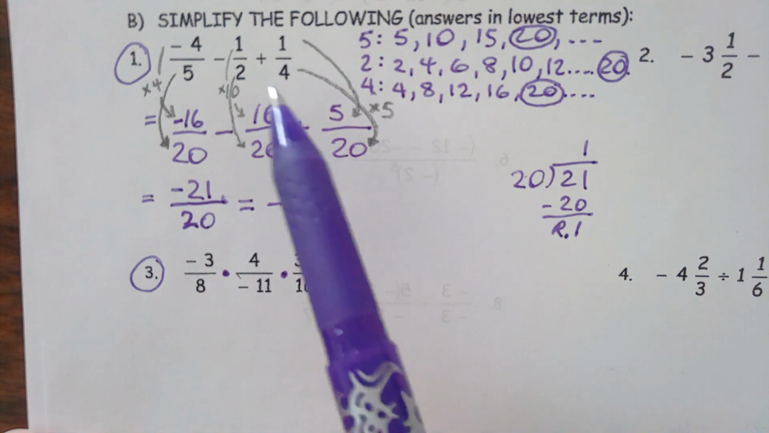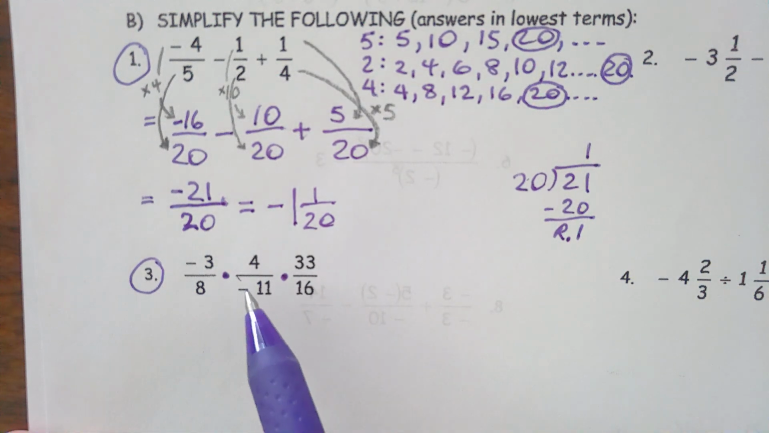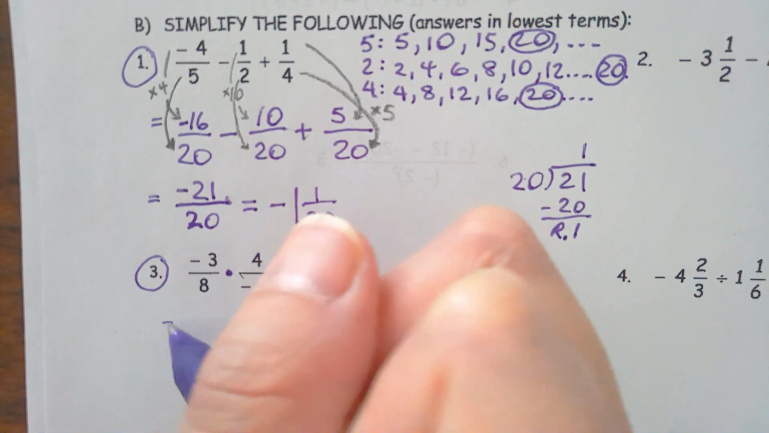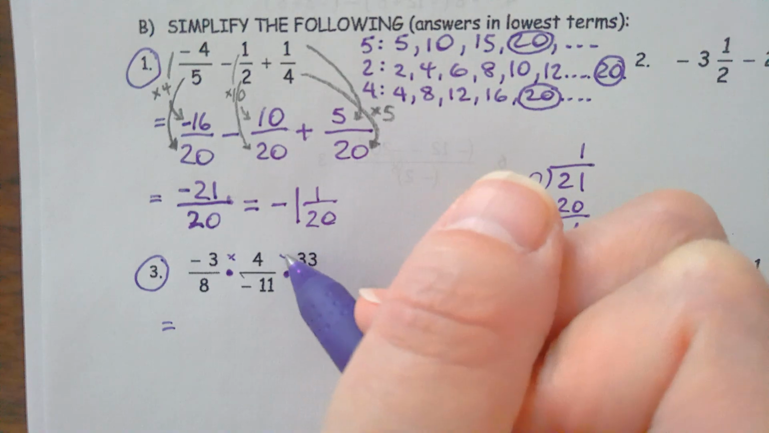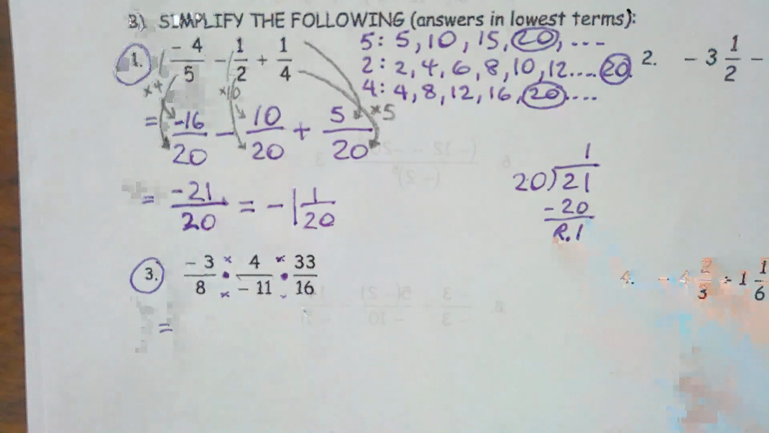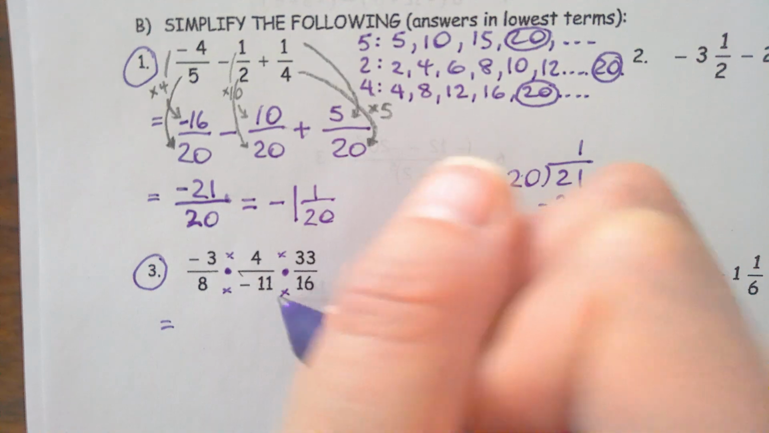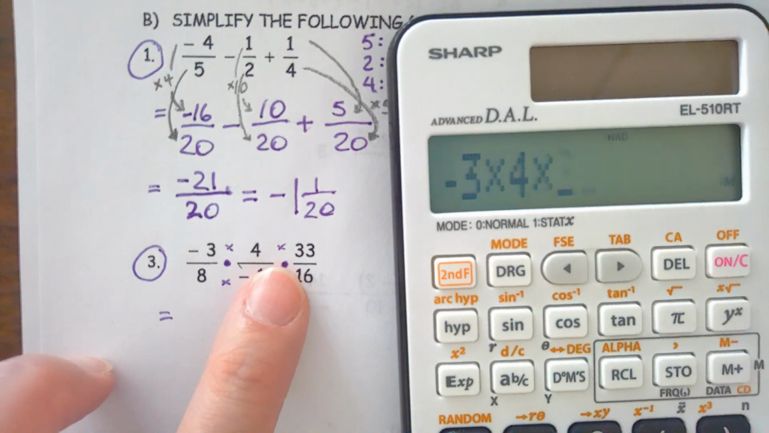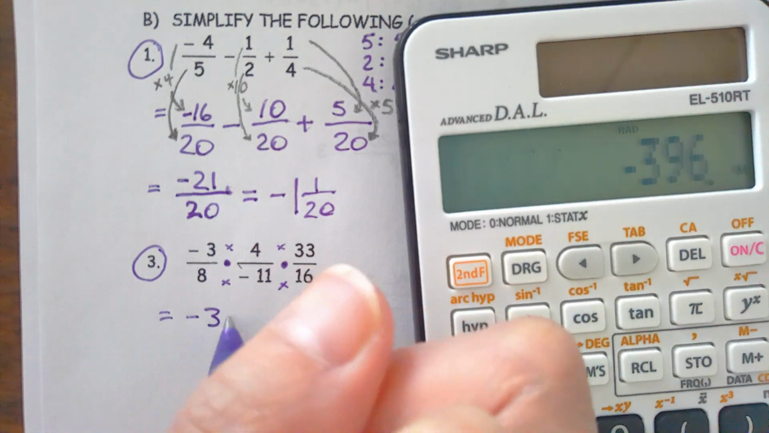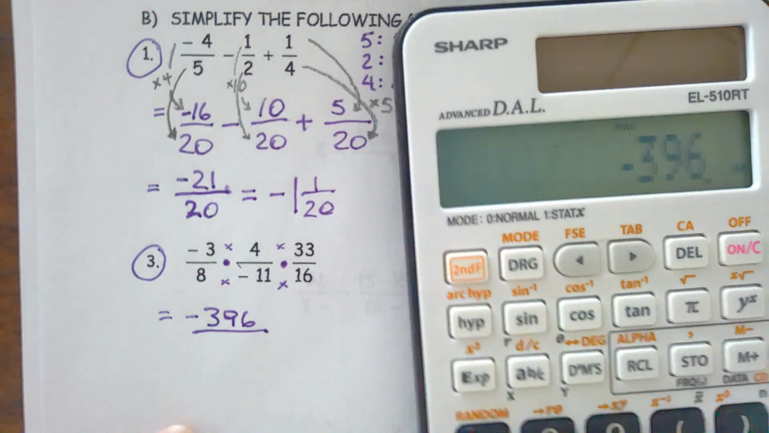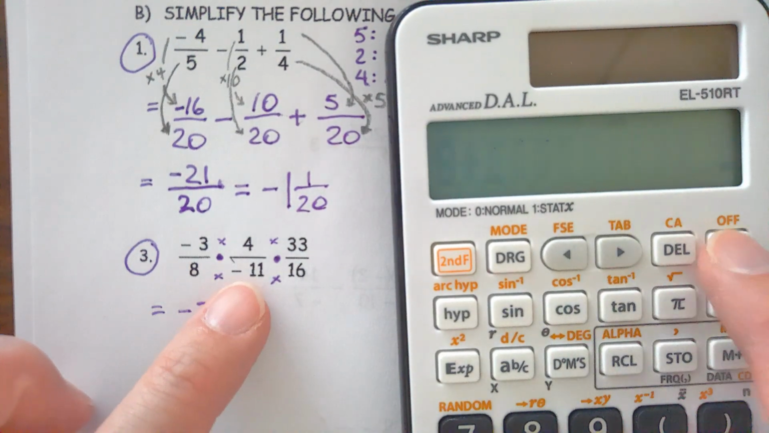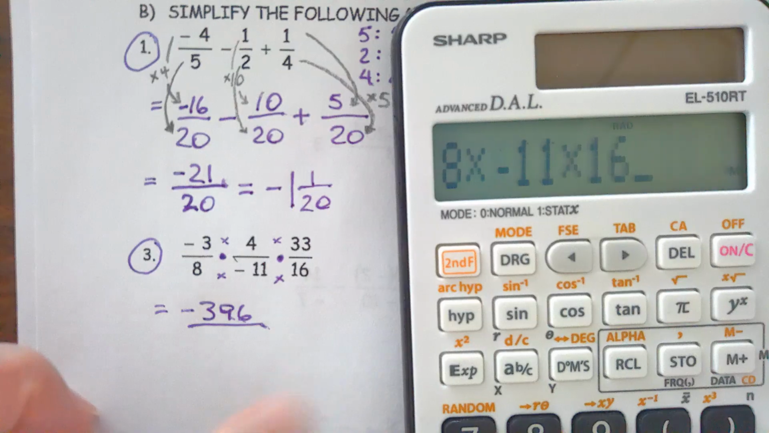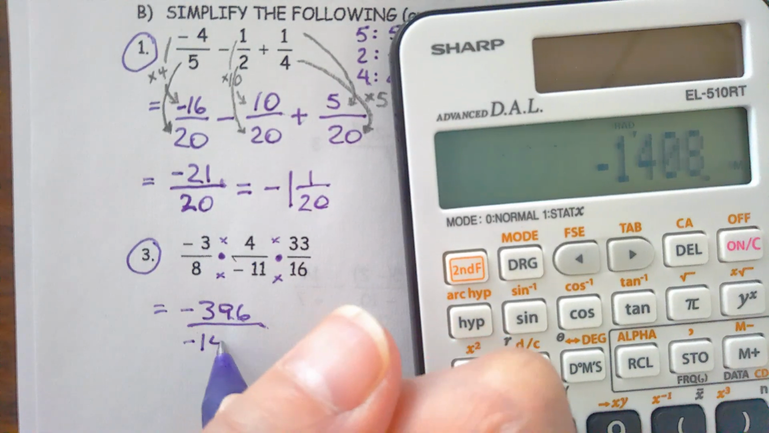No. Okay, so I don't have to go through all this. When I multiply or divide, I don't need LCD. I can simply just multiply across. Okay, so on my calculator, negative 3 times 4 times 33, I get negative 396. Do the same thing on the bottom. 8, whoops, 8 times negative 11 times 16. I get negative 1408.